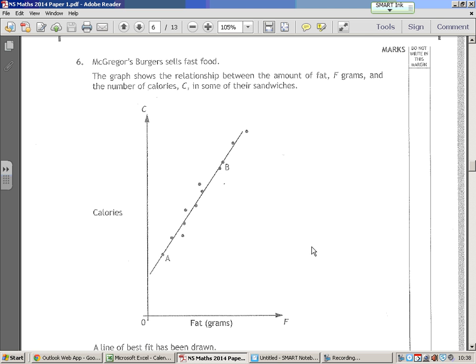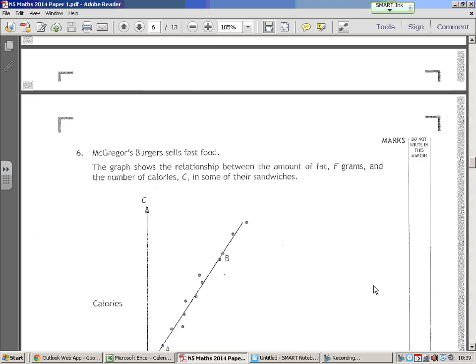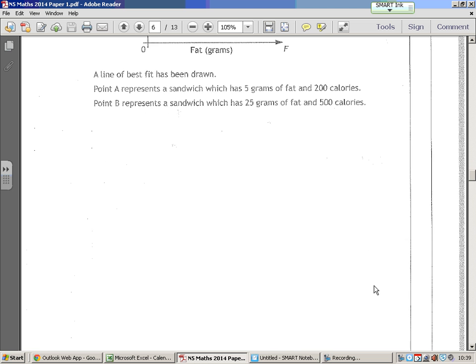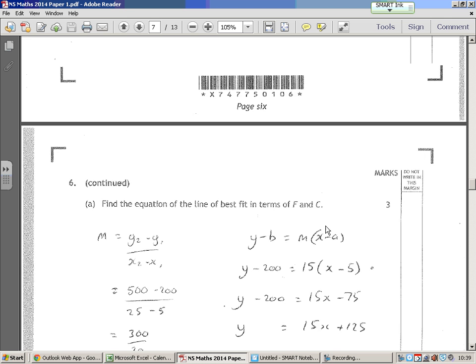Number 6, we have a straight line graph. The line of best fit has been drawn. We're given point A and point B, given the x and y values, or in this case the c and f values. So we don't actually have a question yet, so scroll down to the next page. Find the equation of the line of best fit in terms of f and c.